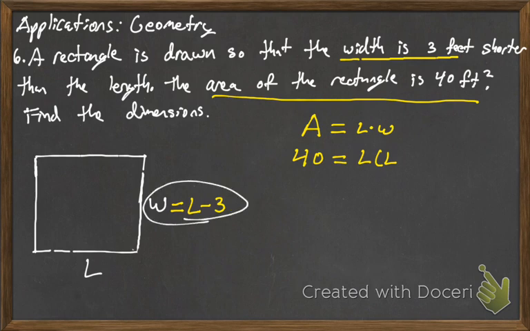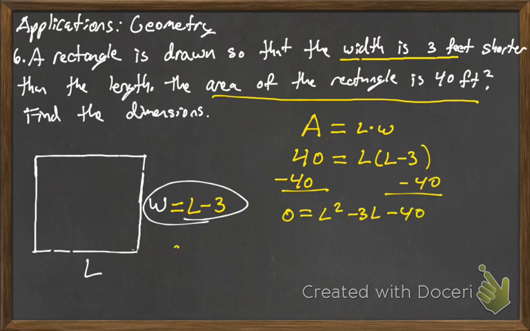The width is L minus 3, the length minus 3. This is going to be quadratic, because when I distribute the L, I'm going to get an L squared minus 3L. So we're going to anticipate that, and we're going to subtract 40 from both sides. So we get 0 is equal to L squared minus 3L minus 40.